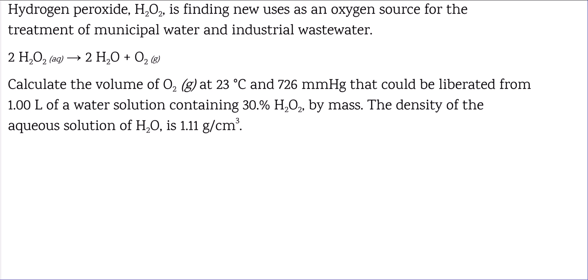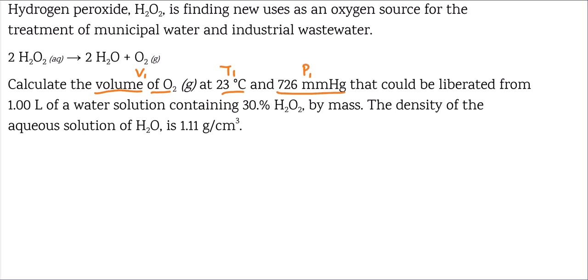Hydrogen peroxide is finding new uses as an oxygen source for the treatment of municipal water and industrial wastewater. The balanced chemical equation is 2 hydrogen peroxides will produce 2 waters and 1 oxygen.